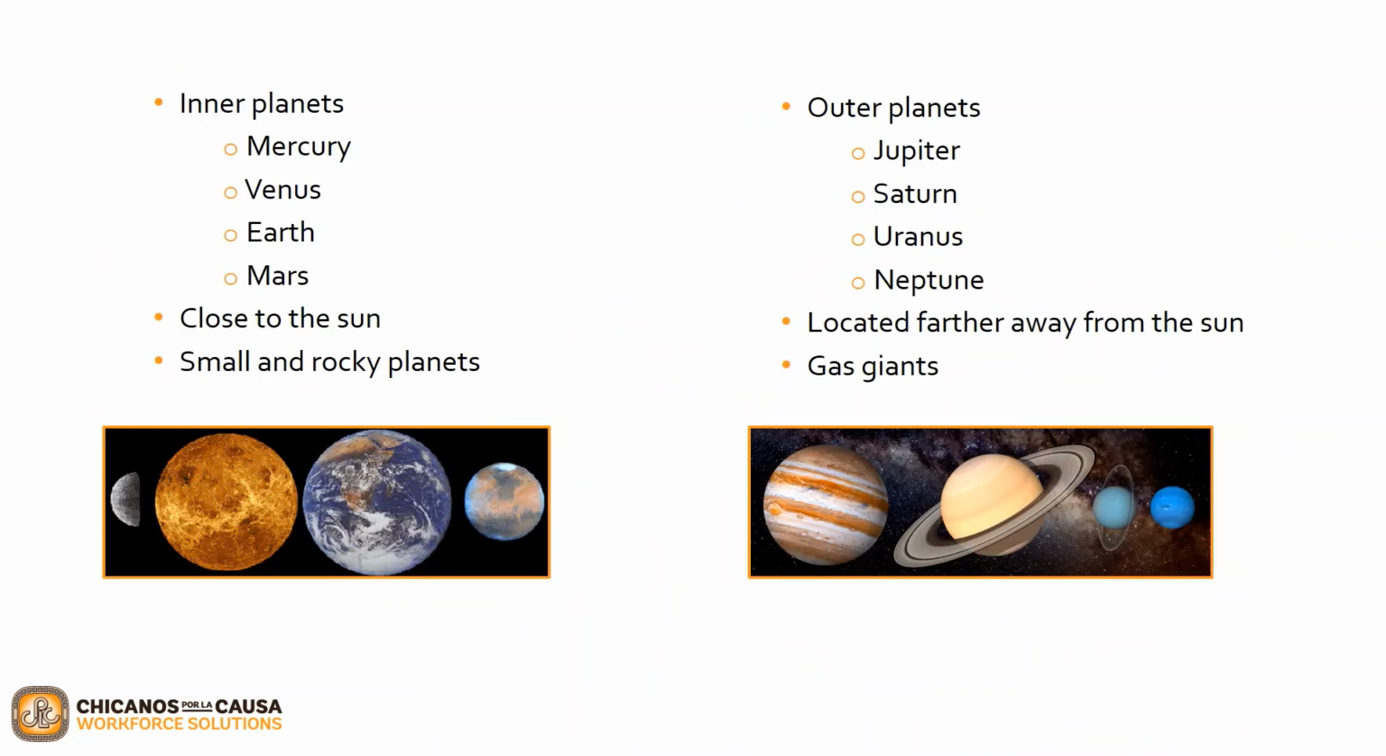The planets are divided into 2 groups, inner planets and outer planets. They are categorized based on their distance from the sun and their composition. The inner planets, which include Mercury, Venus, Earth, and Mars, are relatively close to the sun. They are also characterized as small and rocky planets. The outer planets, which include Jupiter, Saturn, Uranus, and Neptune, are located further away from the sun, and they are also known as gas giants.